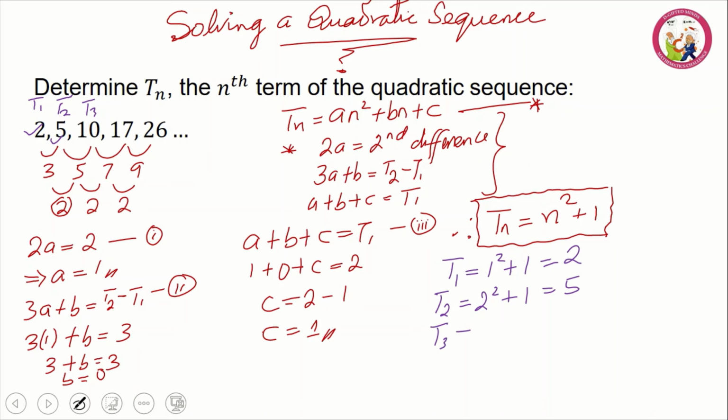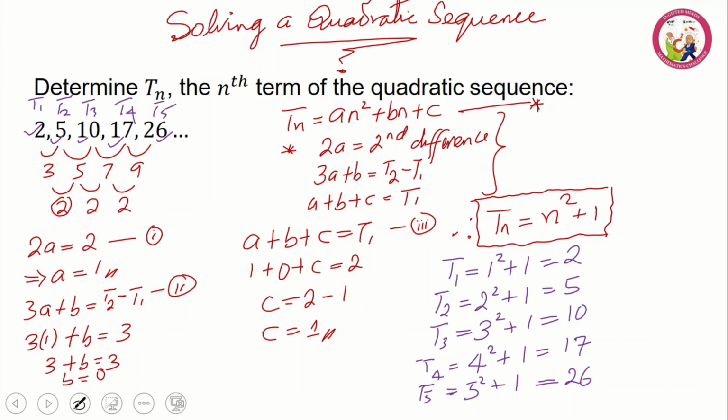Let's solve for T3. It means we substitute n for 3. 3 raised to the power 2 plus 1. 3 raised to the power 2 is 9, 9 plus 1 is 10. This is also correct. Let's confirm T4. Substitute n for 4. That is going to be 4 raised to the power 2 plus 1. 4 squared is 16, 16 plus 1 is 17, which is also correct. Let's try out T5. Substitute n for 5. 5 raised to the power 2 plus 1. 5 raised to the power 2 is 25, 25 plus 1 is 26. This is also correct. And it goes on and on like that until you solve up to Tn.